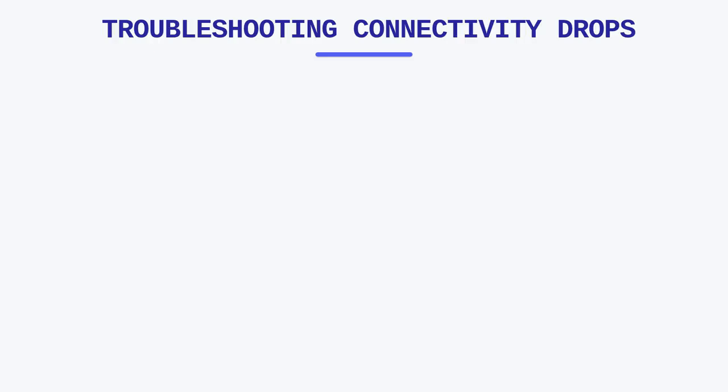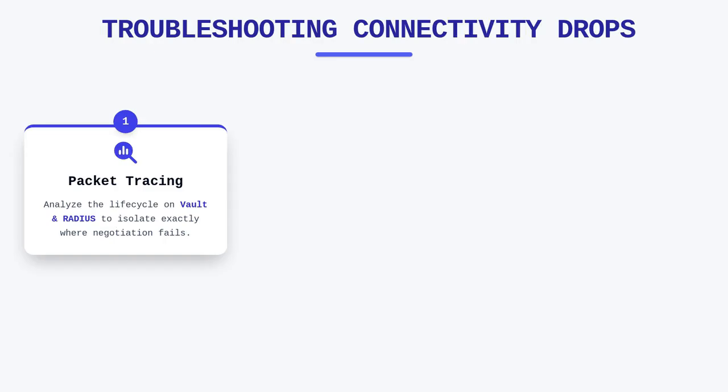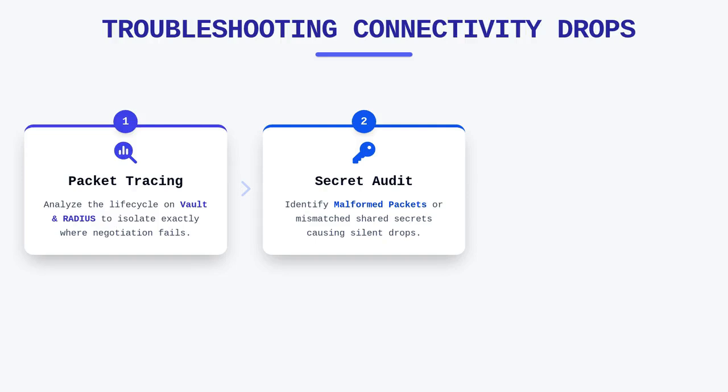Troubleshooting the inevitable connectivity drops requires a systematic approach to identifying where the packet negotiation fails. You should begin by utilizing packet tracing on both the vault and the RADIUS server, as this provides an objective view of the transaction lifecycle. Often, credential rejections are not caused by actual invalid credentials, but by malformed packets or rejected shared secrets that cause the RADIUS server to drop the request entirely.